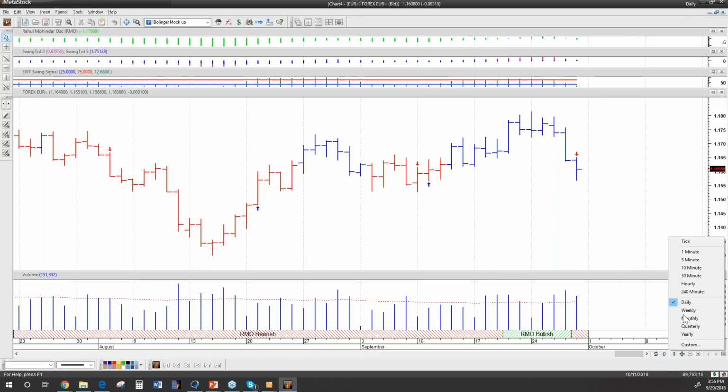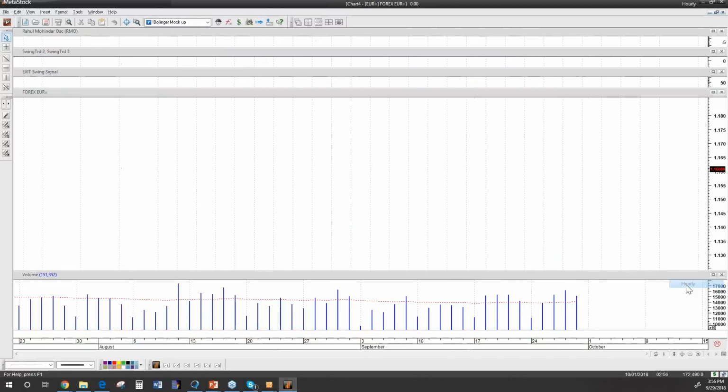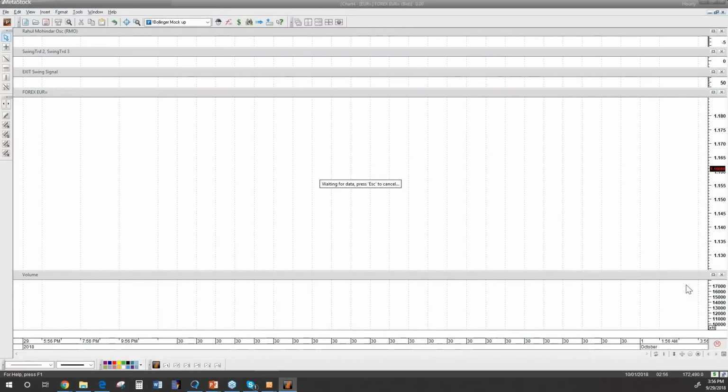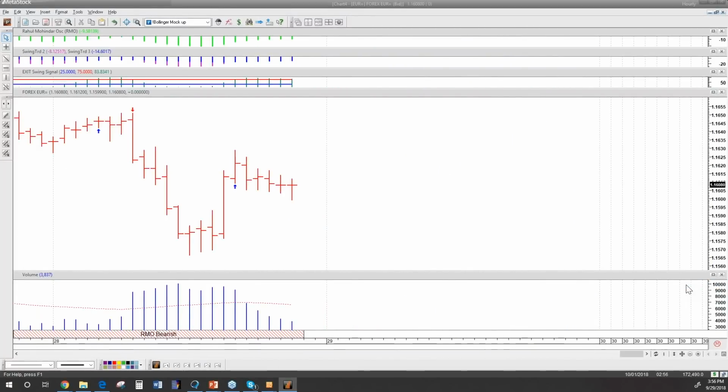Okay, since it's a forex pair, I don't think you want to trade those on a daily basis. So let's take a look at it on an intraday basis, as long as my data holds up. I just changed it over to an hourly chart.